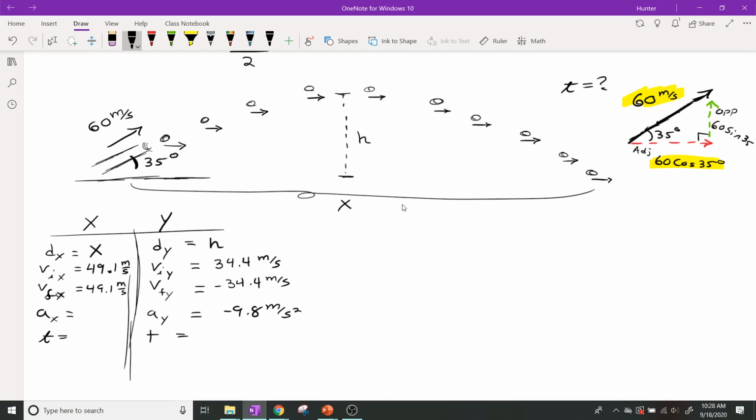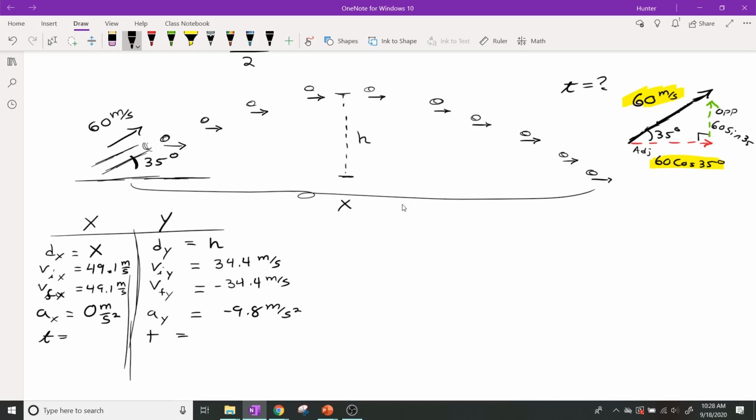Okay, what's the acceleration? 0 meters per second squared, because it's not speeding up or slowing down. I had to add the squared in there real quick. Time, we don't know. It's just t. So time for the kinematic equations.